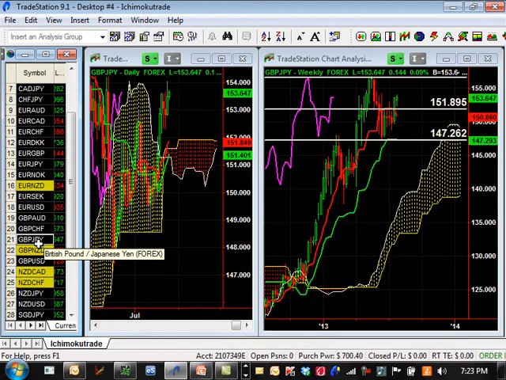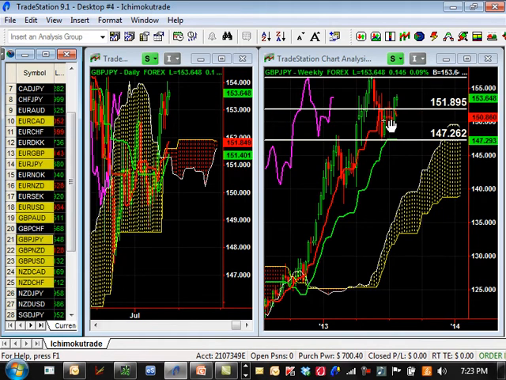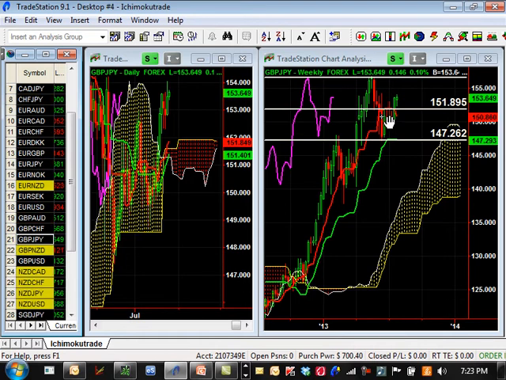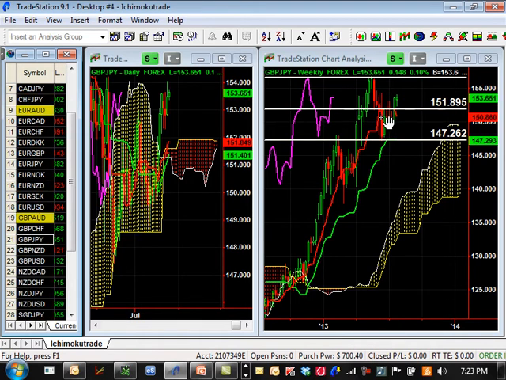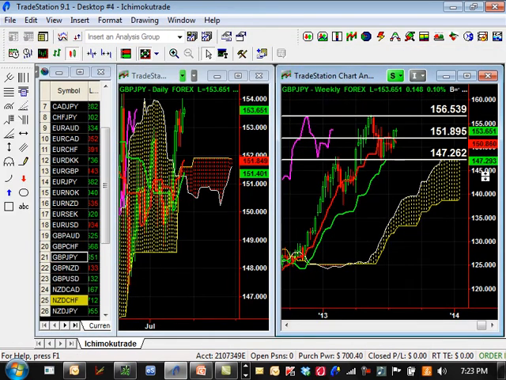Pound yen is trending basically upward on the weekly, kind of consolidating here on the daily due to this consolidation pattern and pullback here. But basically, it's holding the support at 147.26 and 151.89. Resistance, of course, is the high right there, 156.53.